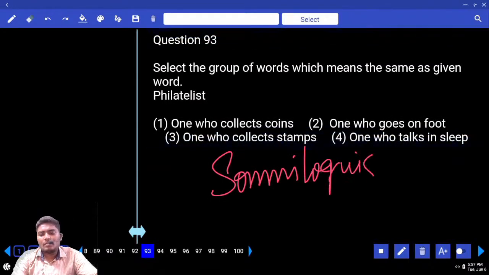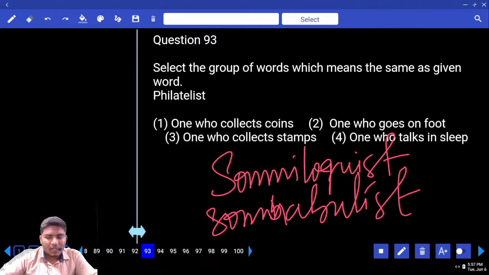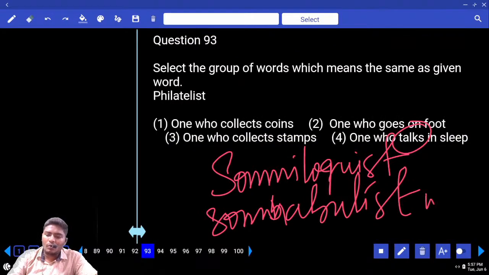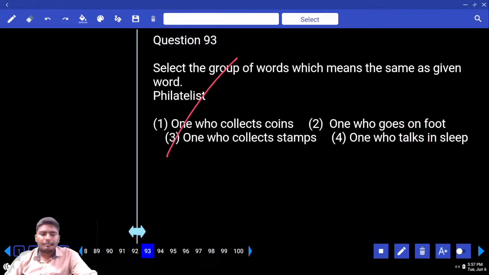Somniloquist. Another word is also there. Somnambulist. Somniloquist is a person who talks. Somnambulist is a person who walks. Remember these 2 words. Your answer comes with 3.